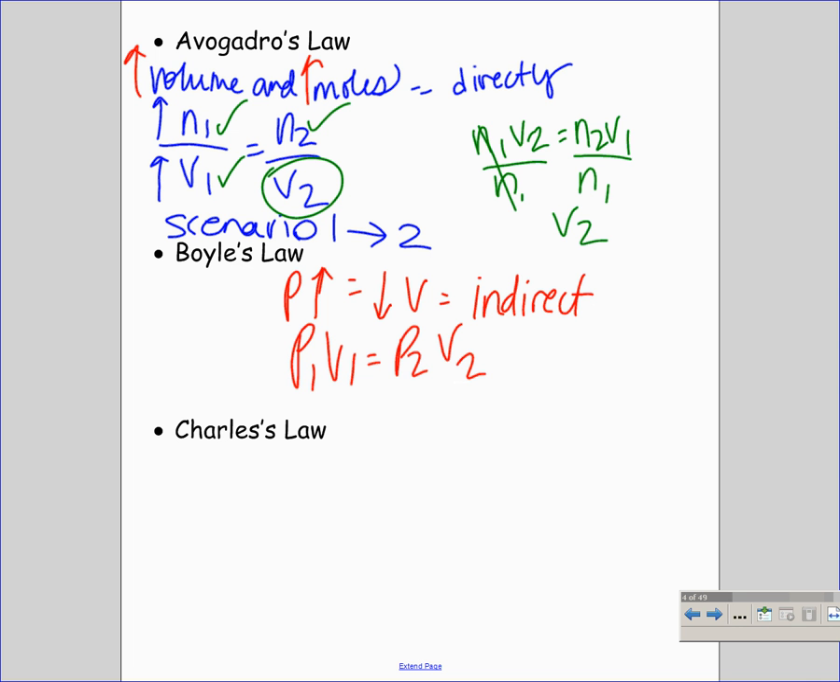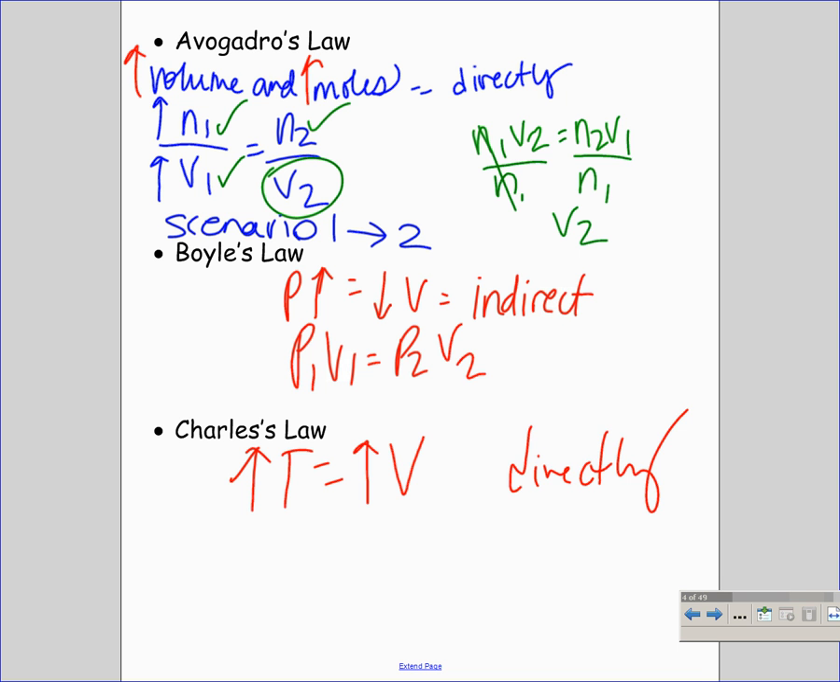All right. As I increase my temperature on a gas, the particles move faster, right? Do they spread out or get closer together? They spread out. So what happens to their volume? It gets bigger. So temperature causes an increase on volume. So directly or indirectly? Directly.